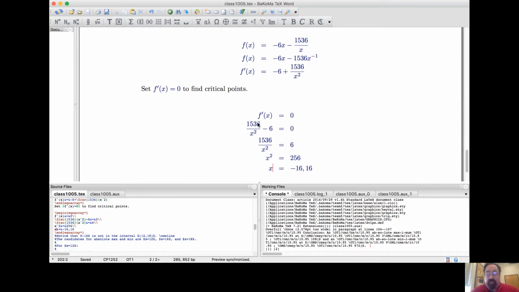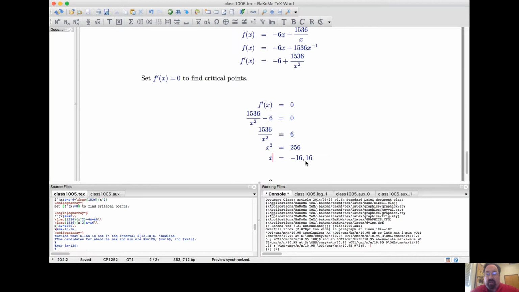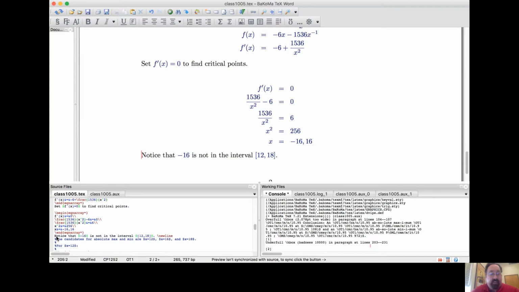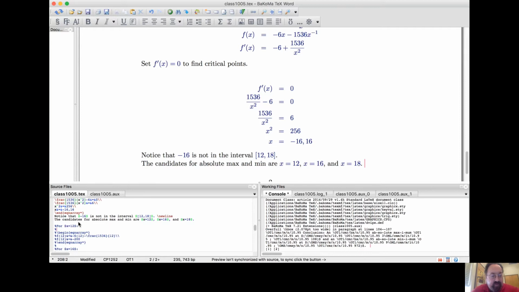However, keep in mind, we're looking at the absolute maximum on this interval from 12 to 18. Which of these critical points actually fall within this interval? Well, minus 16 doesn't. So that is not included as a candidate. So we consider the other critical point, x equals positive 16, and then the two endpoints, 12 and 18. So it's only these 3 points that we will substitute into the original function to get the max and min.